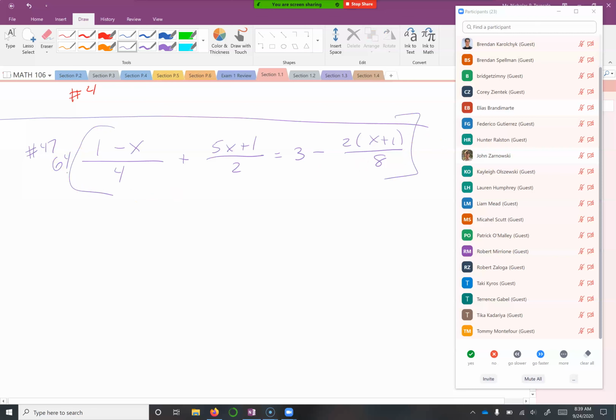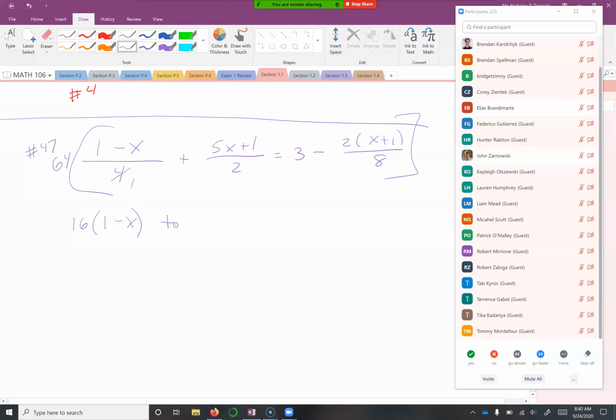All right, so how many times does 4 go into 64? Because I'm working on this first rational expression. 64 divided by 4, we get 16, right? So this will cross off here. This will be a 1. So then this first term here will be 16 times 1 minus x.